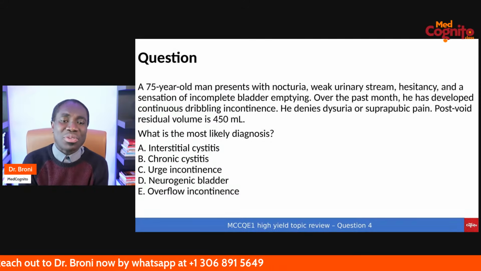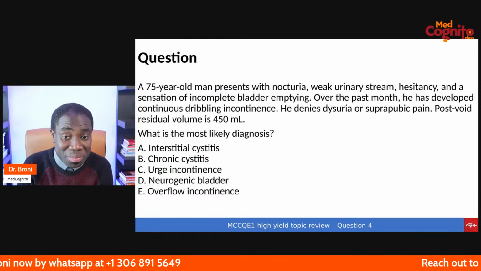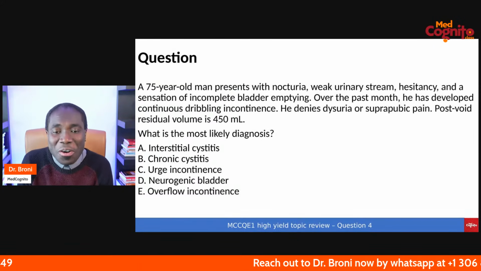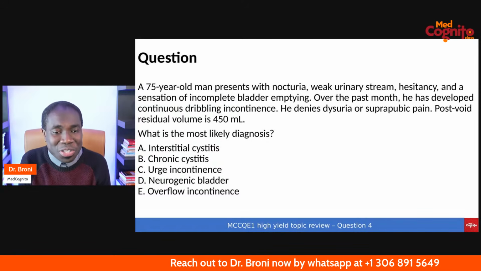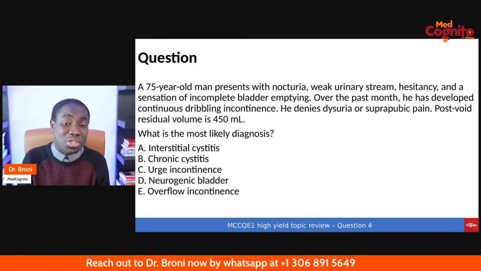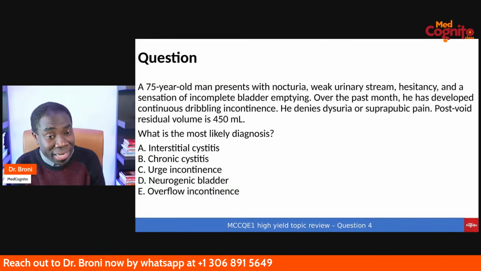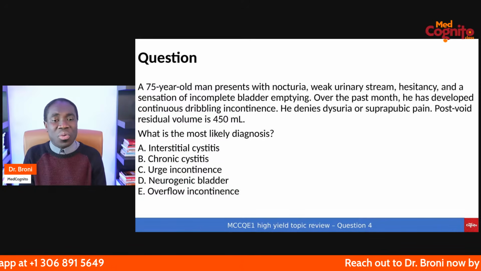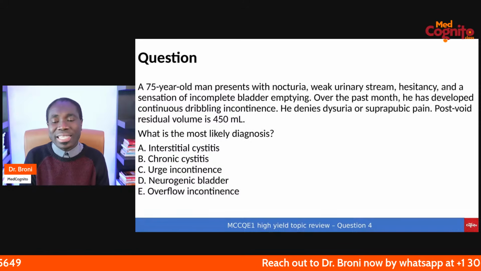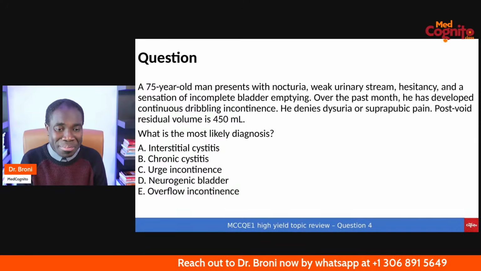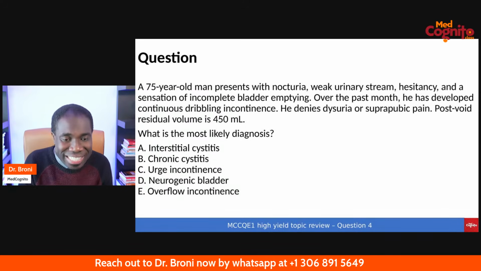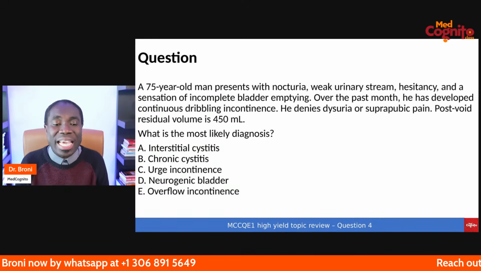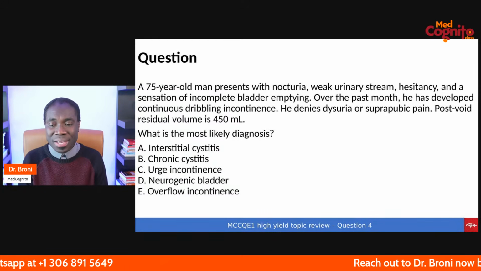Next question. A 75-year-old man presents with nocturia, weak urinary stream, hesitancy, and sensation of incomplete bladder emptying. Over the past month, he's developed continuous dribbling incontinence. He denies dysuria or suprapubic pain. Post-void residual volume is 450 mils. What's the most likely diagnosis? A, interstitial cystitis. This is very easy. B, chronic cystitis. C, urge incontinence. D, neurogenic bladder. And E, overflow incontinence.